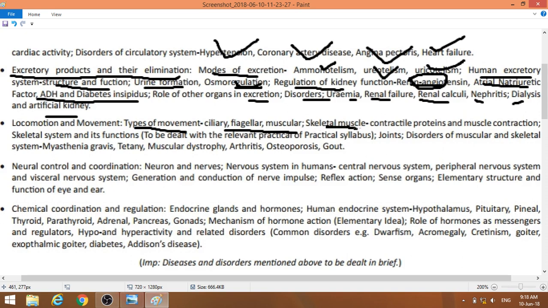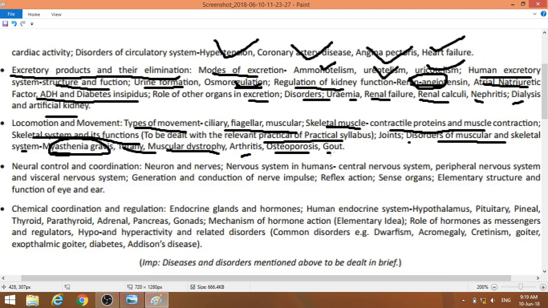Then skeletal muscle, contractile proteins like actin and myosin, muscle contraction, skeletal system and its dysfunction. If there is a practical, that will be covered. Joint disorders of the muscular and skeletal system: myasthenia gravis, an autoimmune disease, tetany, muscular dystrophy, arthritis, osteoporosis, and gout. A gout question came again. Osteoporosis came.